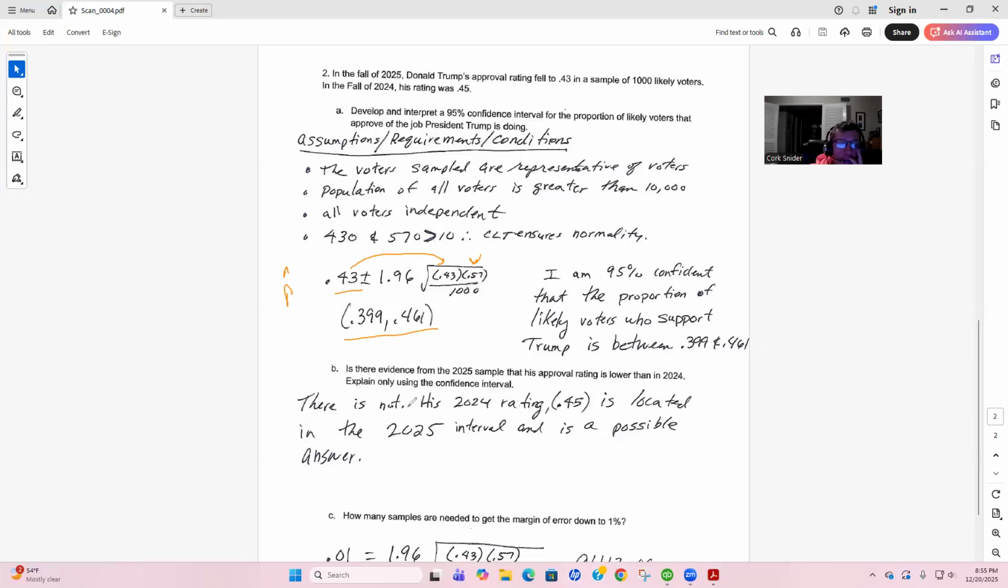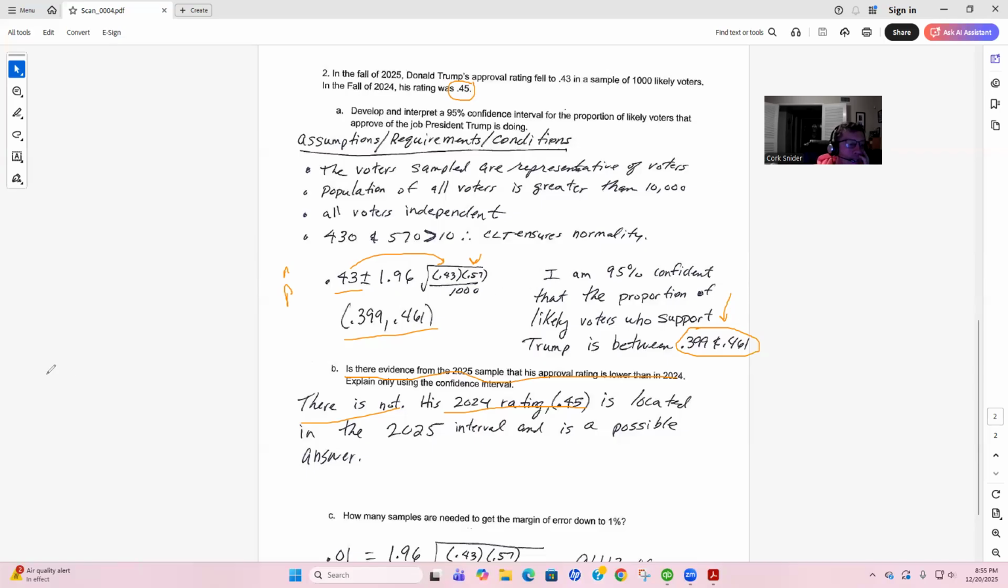Okay. Now, this one, is there evidence that the 2025 sample is lower than 24? 24 was 45%. If you notice, Trump's 25 rating could be as high as 46.1%. So there's not evidence because his 2024 rating, 0.45, is located in the 25 interval and is a possible answer. Anything in here is a viable answer for his popularity rating.